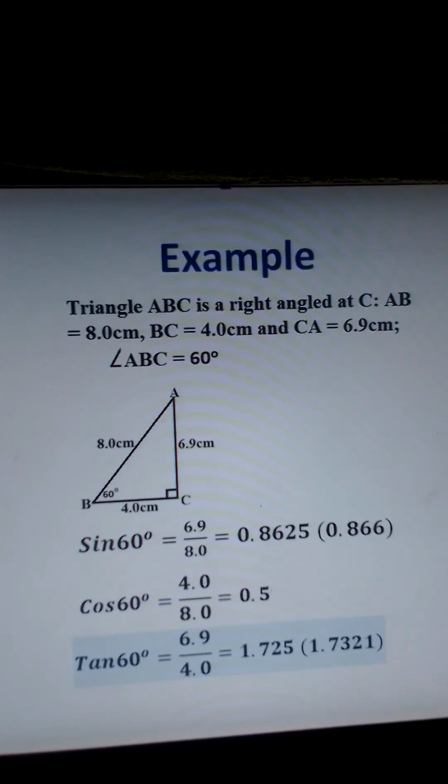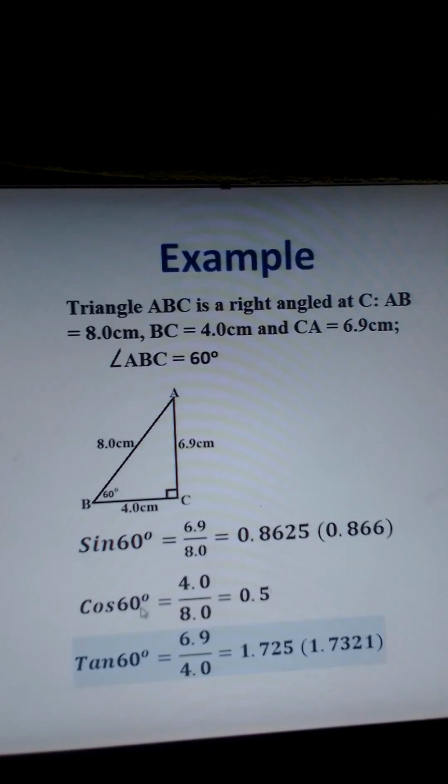The sine of 60 degrees is equal to the opposite side divided by the hypotenuse, which is 6.9 over 8. We get 0.8625. But from tables, you'll get 0.8660. We get this because our lengths are to one decimal place.